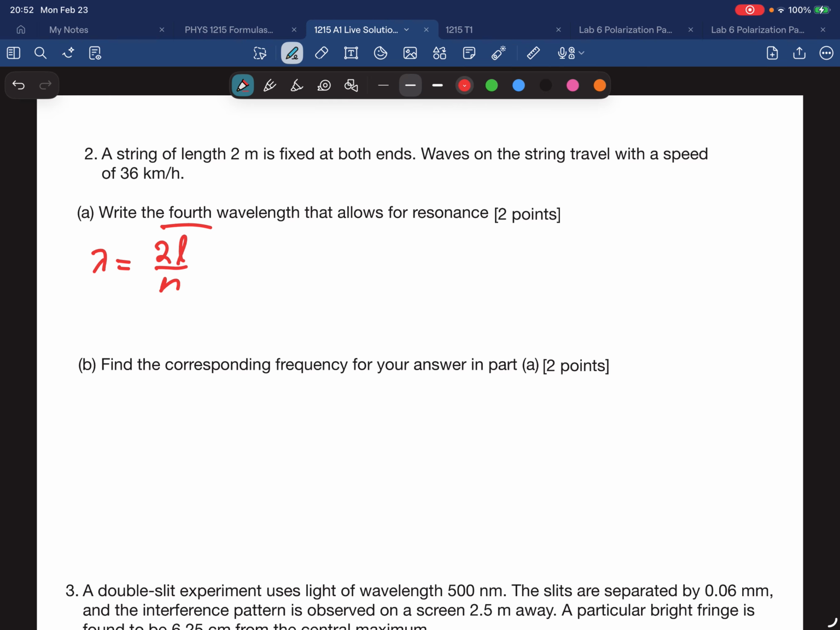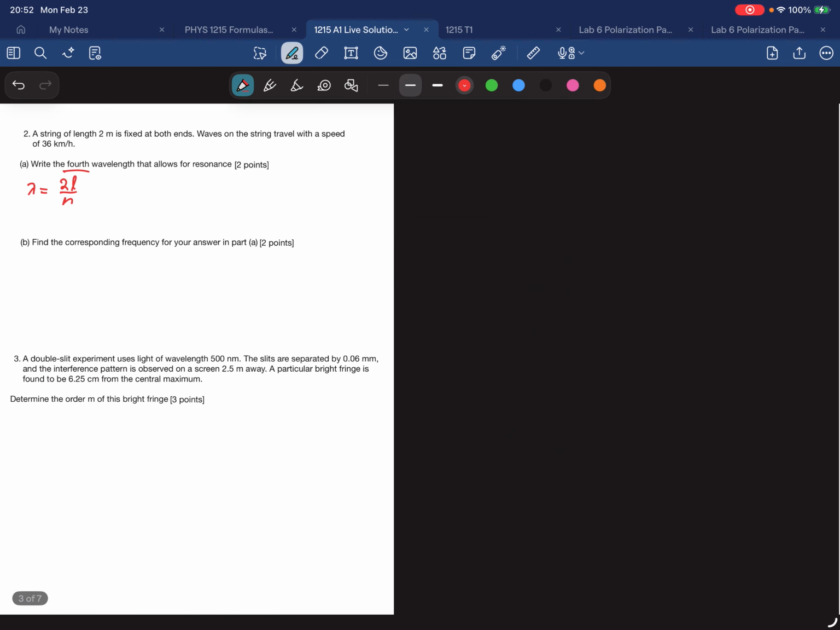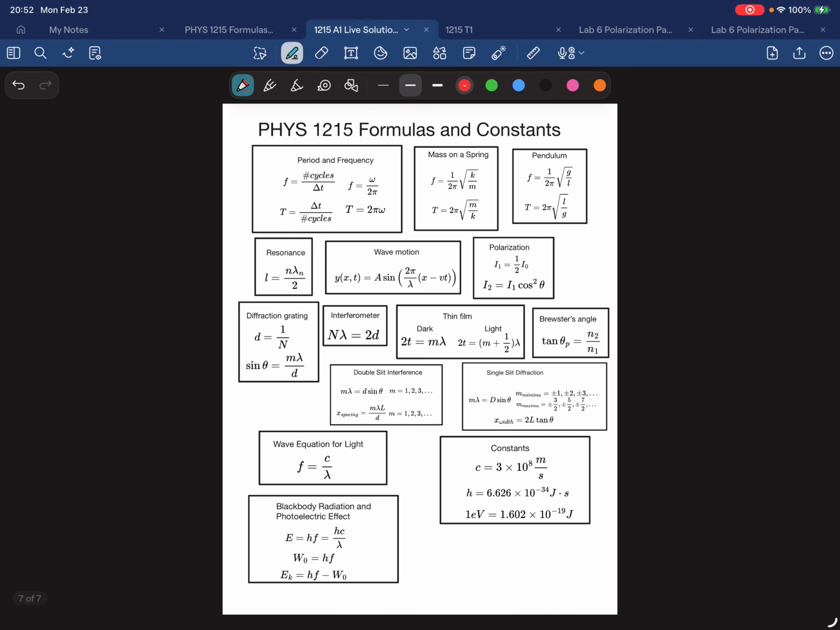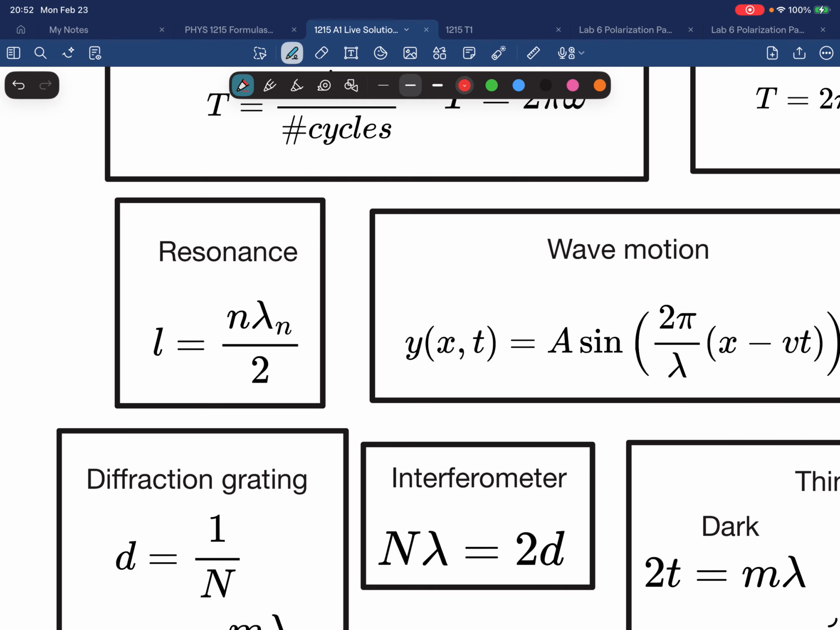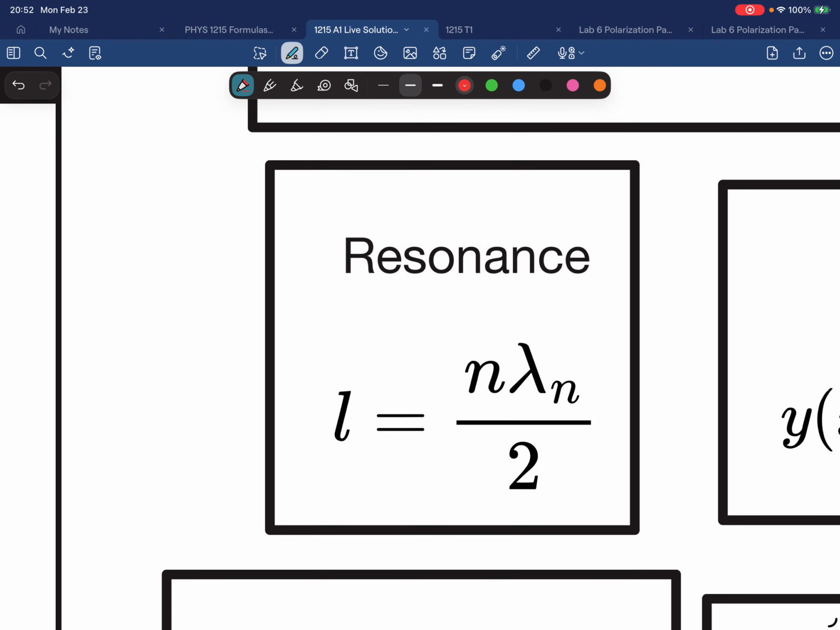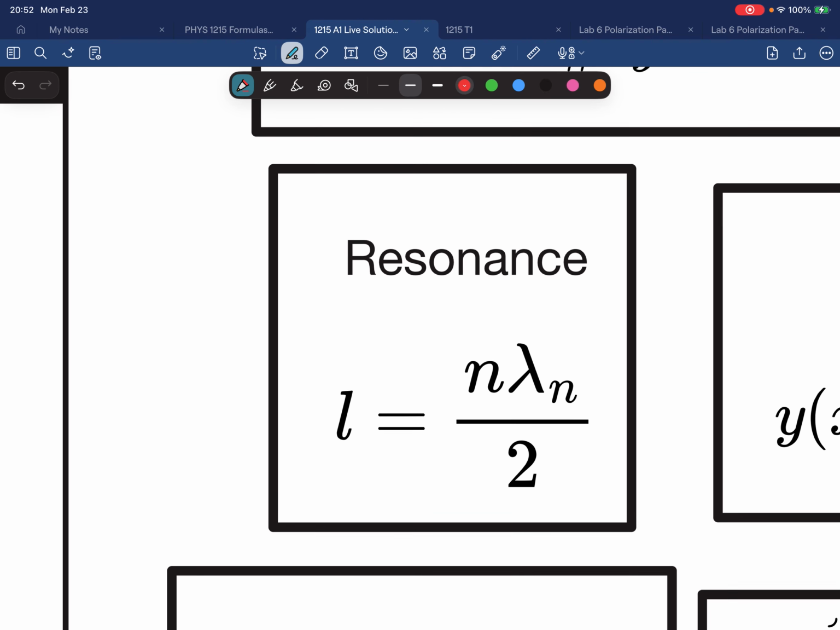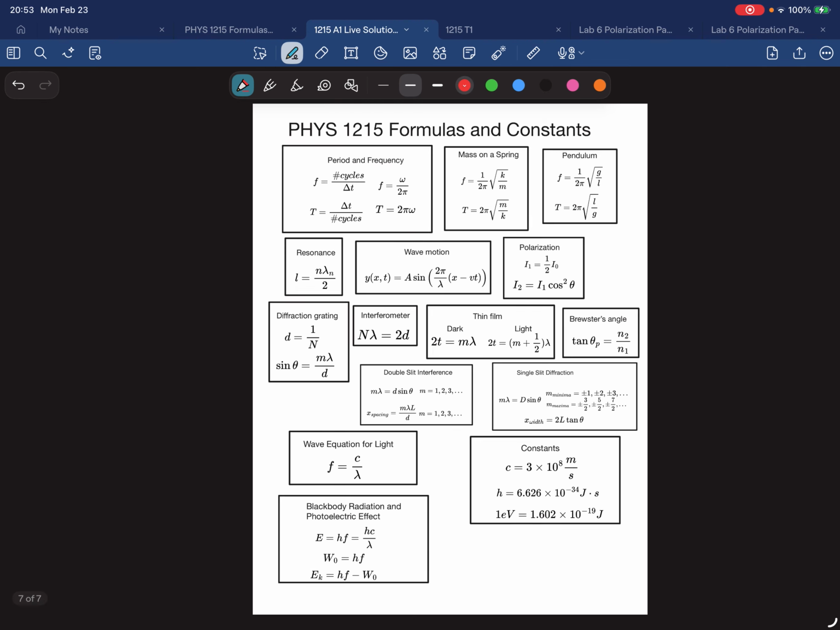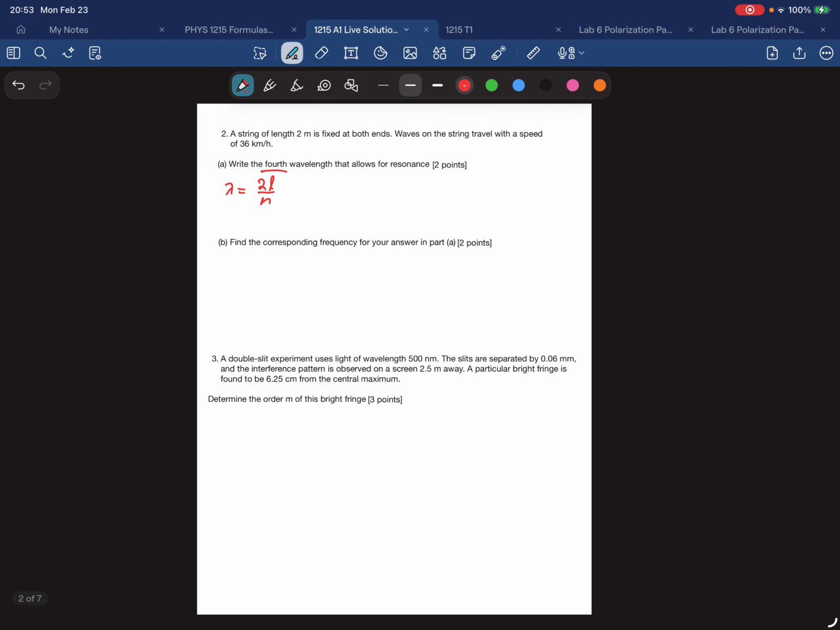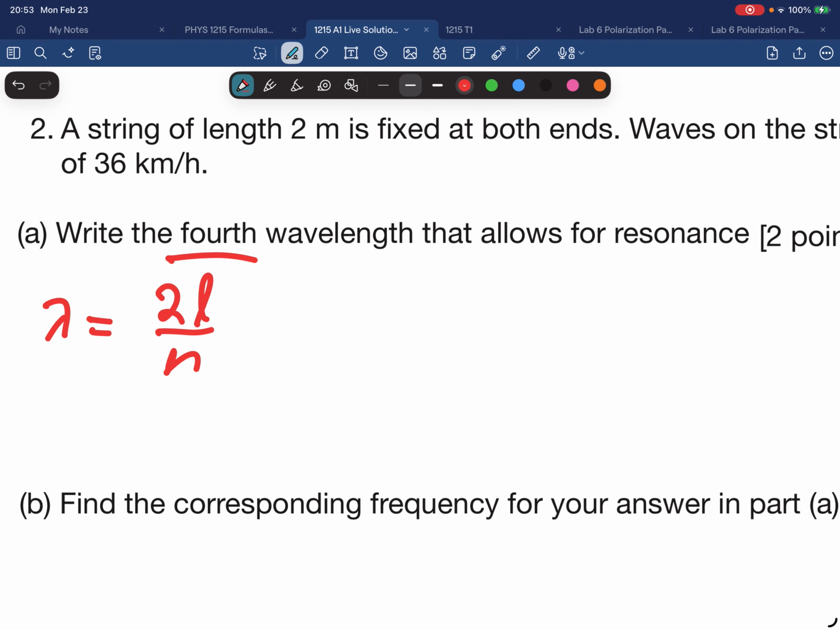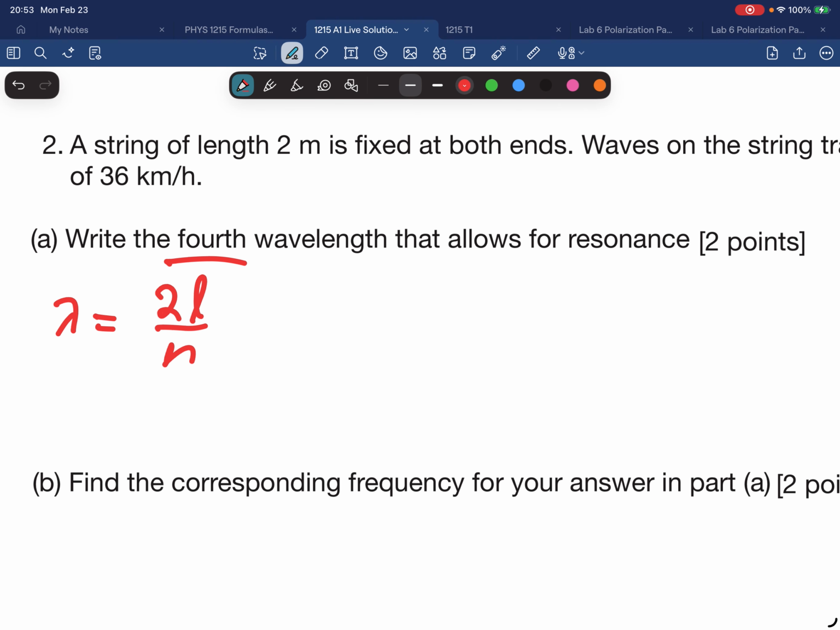I have rearranged it already from our formula sheets here. So our resonance formula is given in L in terms of lambda, but I have already rearranged it here for lambda in terms of L because we're looking for the wavelength. We are also told we are looking for the fourth wavelength. So that is going to tell me that I replace n with 4.